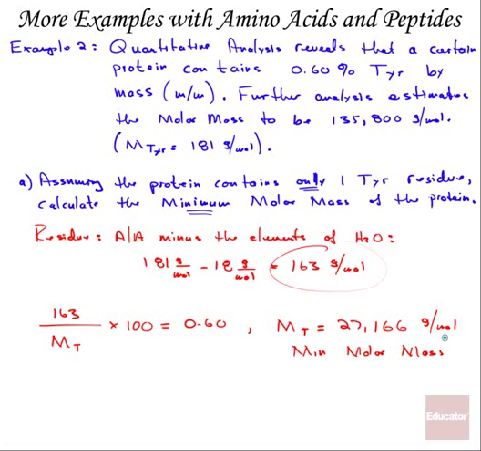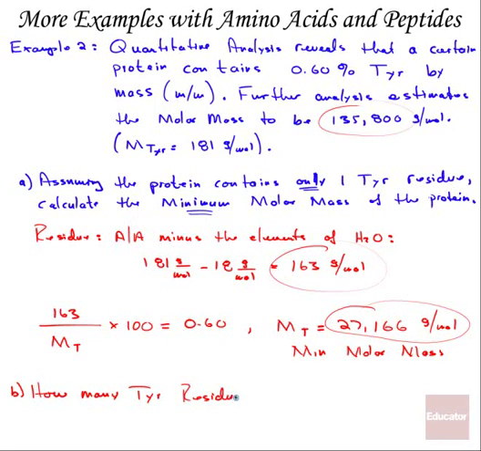Well, interestingly enough, I already have an estimation of the total molar mass, the 135,800. Well, if I know that I have a minimum mass of 27,166, now my second question to you is the following. How many tyrosine residues are there in this protein?